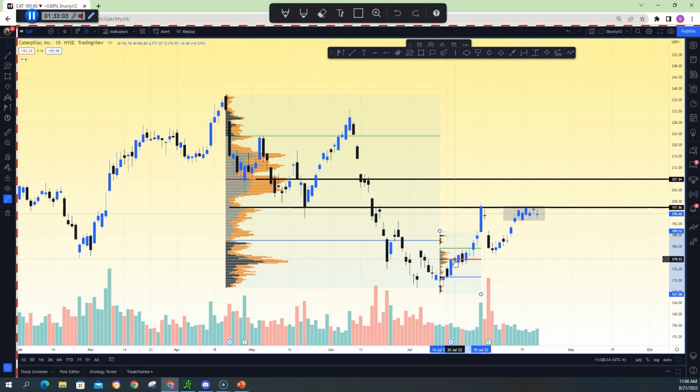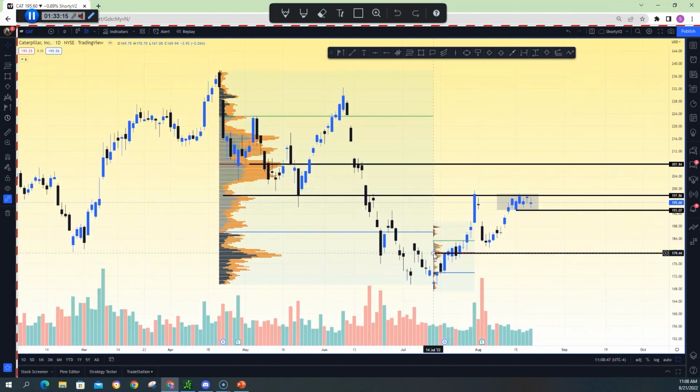Yeah, all the way to 179. If we break this, it's going to literally dump. I'd watch this break below here, break below 193. It has a chance to really, really fly down to 180. So I'd watch this right here.